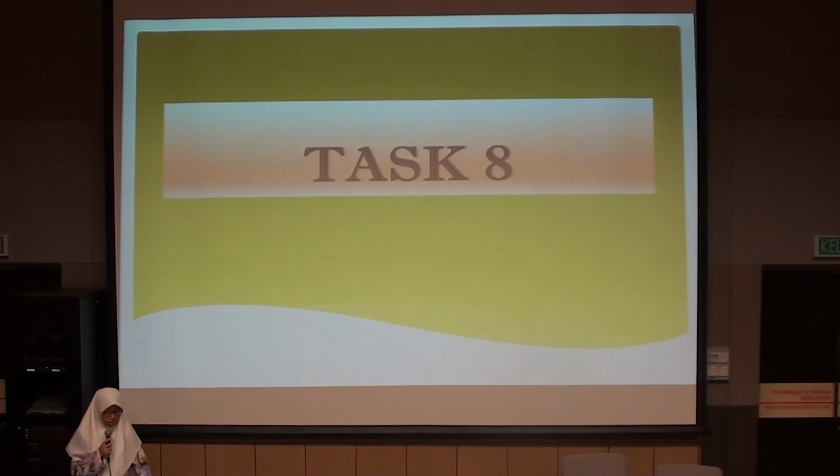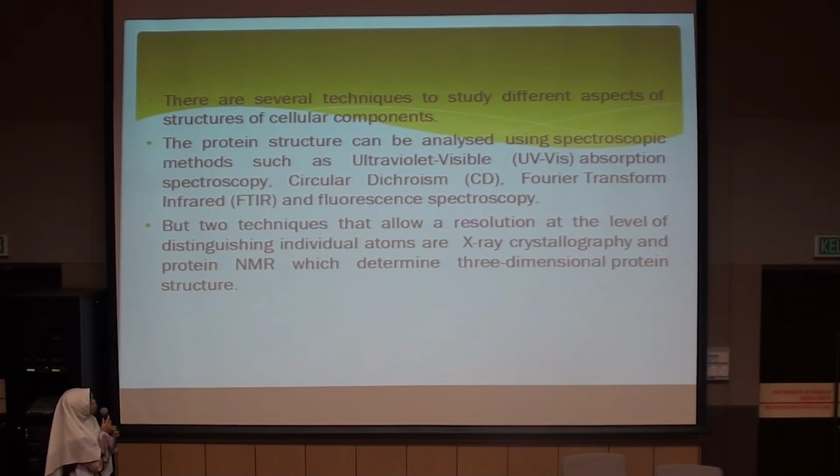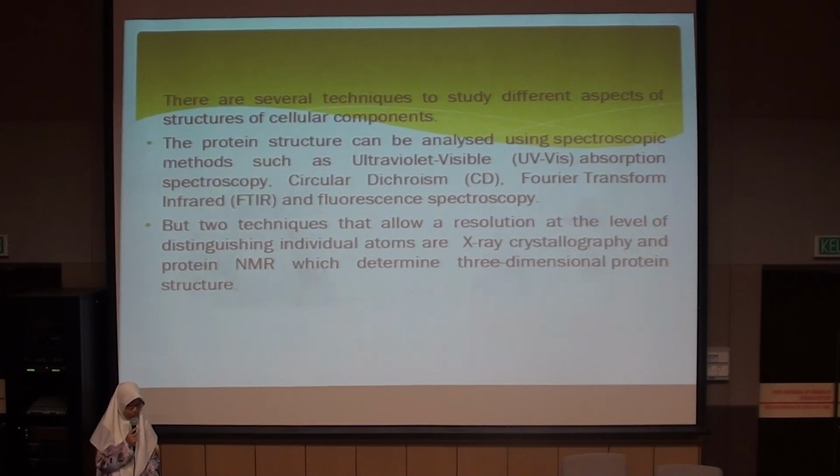So the last part of this presentation is on task 8. Generally, there are several techniques that you can use to determine the protein structure, for example circular dichroism, Fourier transform infrared, fluorescence spectroscopy, and NMR and X-ray crystallography being the famous ones because they are capable of giving structural information on protein at atomic level of resolution. But we choose to tackle task 8 using a technique called circular dichroism.